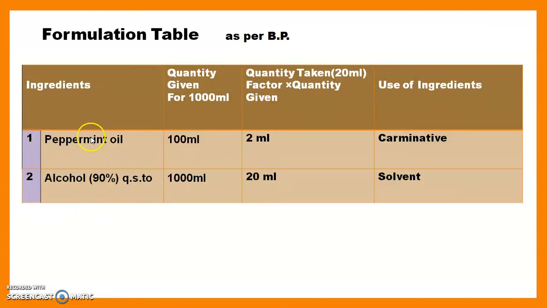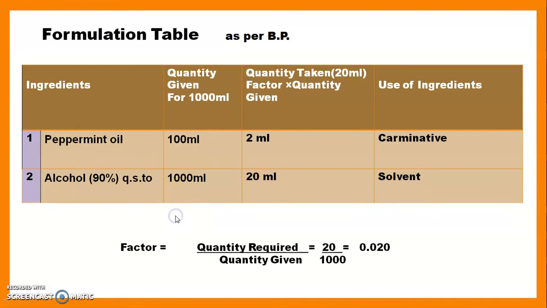Our formulation table should contain ingredients, quantity given, quantity taken, and use of ingredients. Ingredients: peppermint oil 100 ml for 1000 ml, and alcohol 90% QS to 1000 ml. Here we use alcohol as a vehicle, and most of all the spirits should be prepared with alcohol as a solvent.